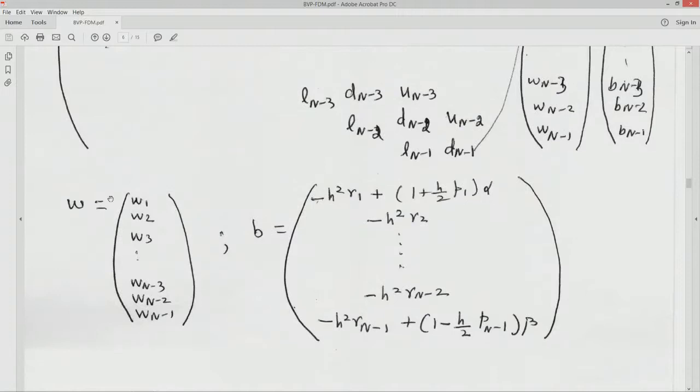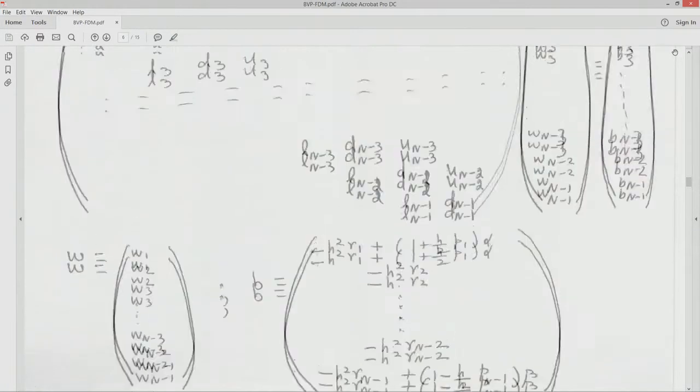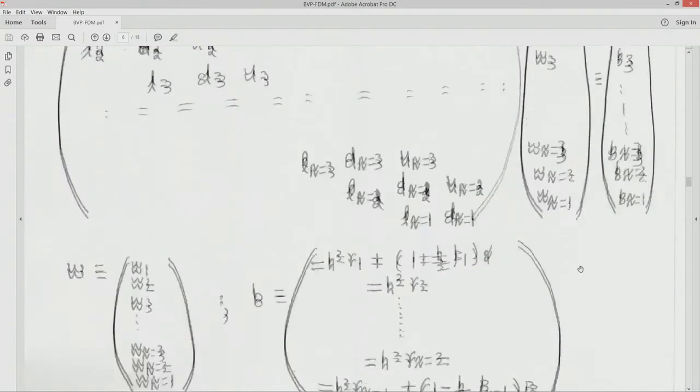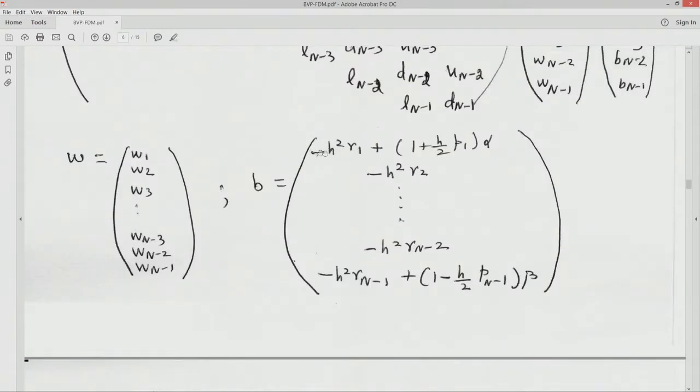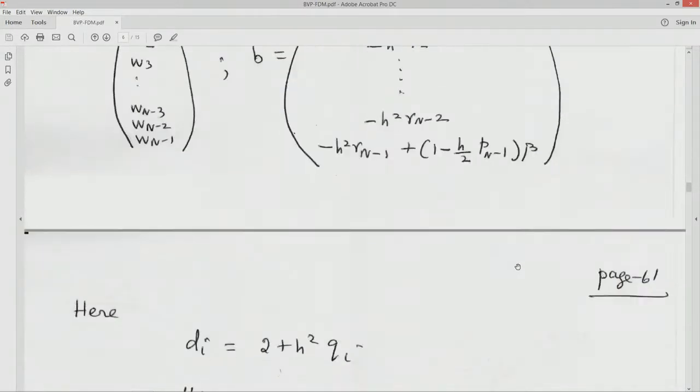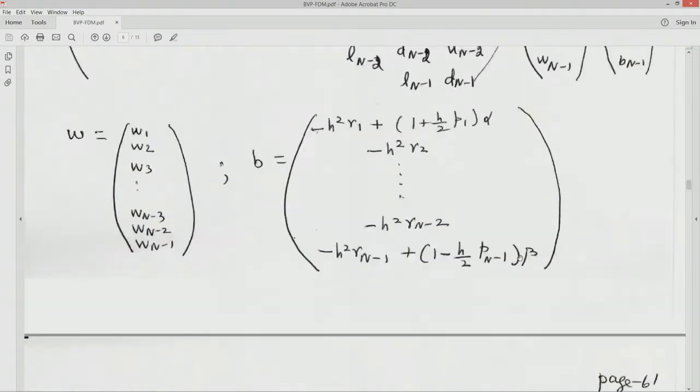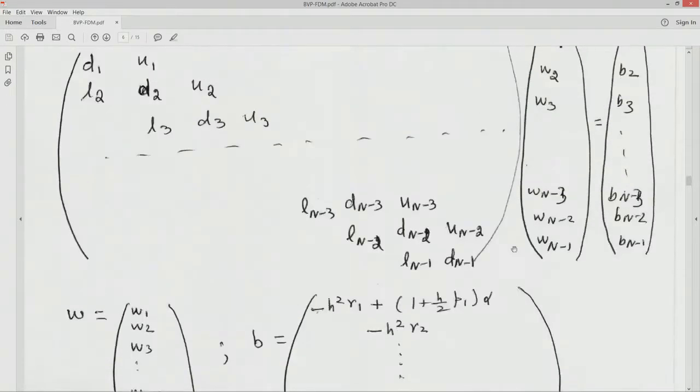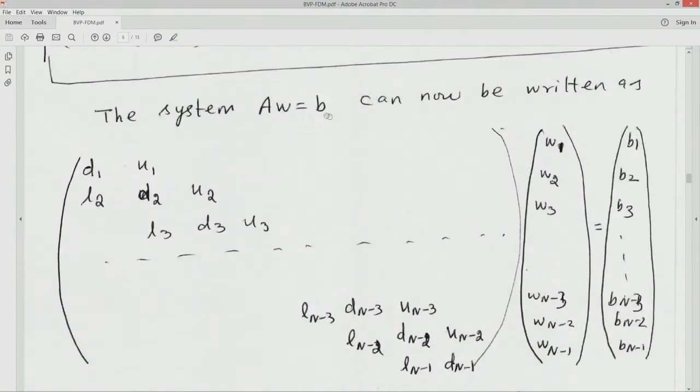What is the unknown vector? W, and it has components W1 to Wn minus 1. What is the right hand side vector? It is B. It has components B1, B2, etc., Bn minus 1, and they are written here. So, we have a system of the form A into W equal to B.